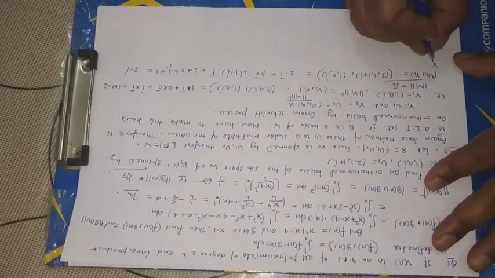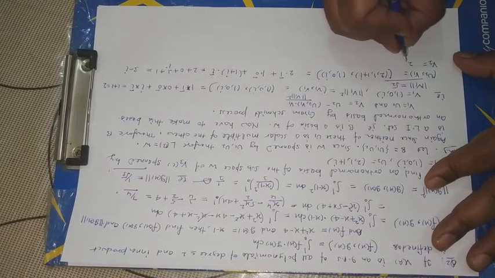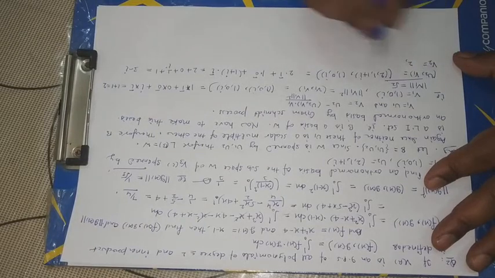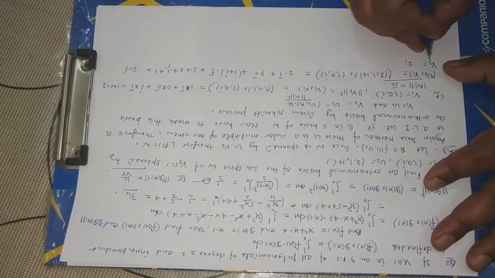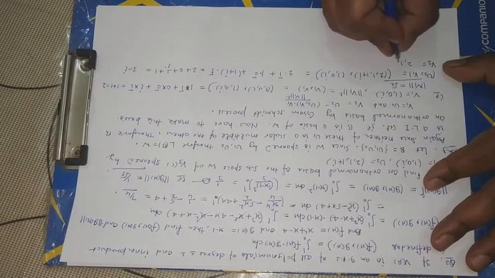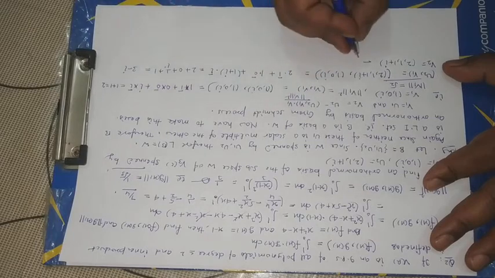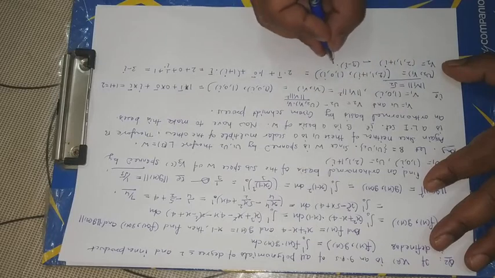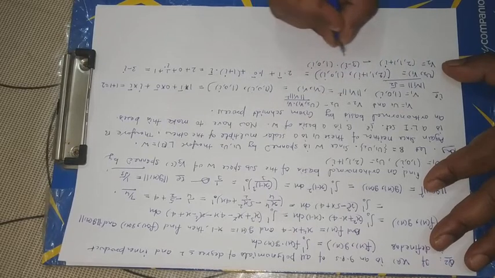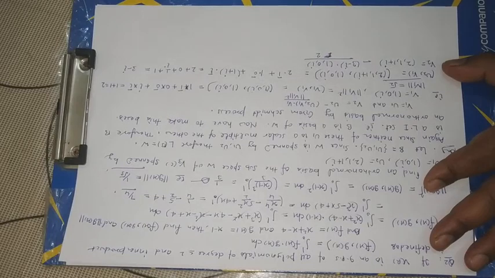That is, V2 is equal to U2. Now putting the value of U2 inner product with V1 here, V2 is equal to U2 (2, 1, 1 plus i) minus (3 minus i) into V1, that is the value of V1 (1, 0, i), upon V1 norm square, that is 2.